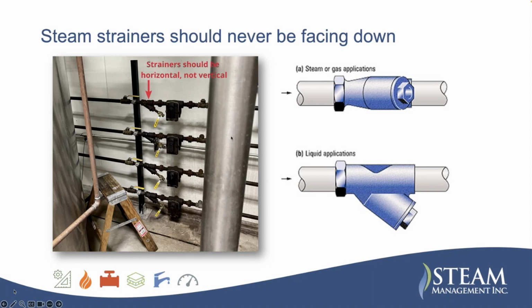One of the things that we see is people will put the steam strainers straight down. You don't want to do this because water can gather in here, and when steam comes through, it can cause condensate-induced water hammer and bang on the side of it. It should be vented sideways, like the top one over here, and only vented down when you're working on liquids.